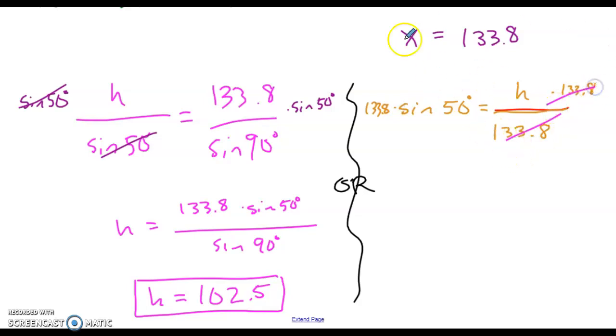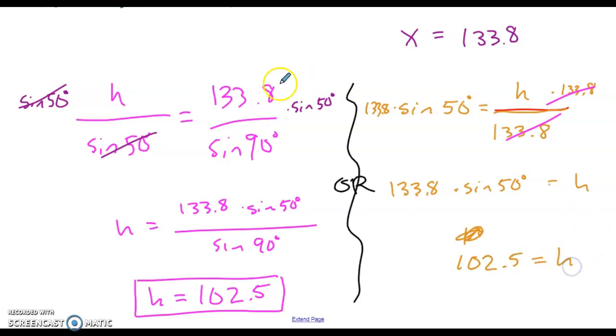To do that, that'll cancel, and 133.8 times the sine of 50 degrees will also be equal to 102.5. And you might notice the reason that's true, because that's our numerator here, that's because the sine of 90 degrees is equal to 1. So really we're dividing by 1 here. So if you got a right triangle, you can still use that old stuff, you know.